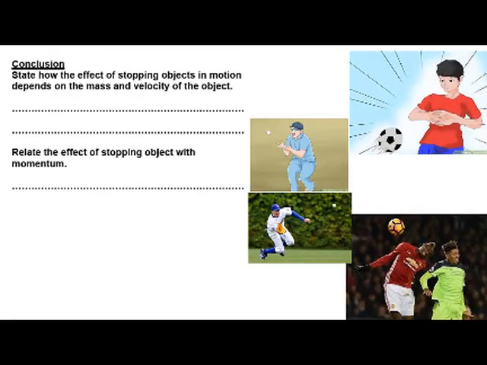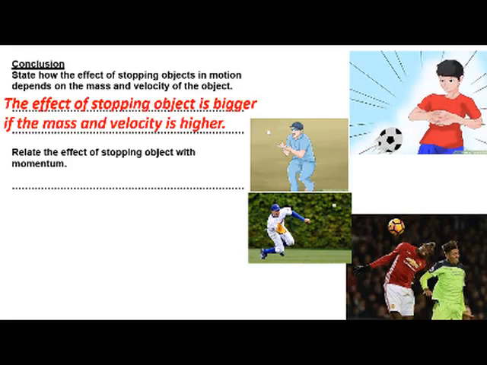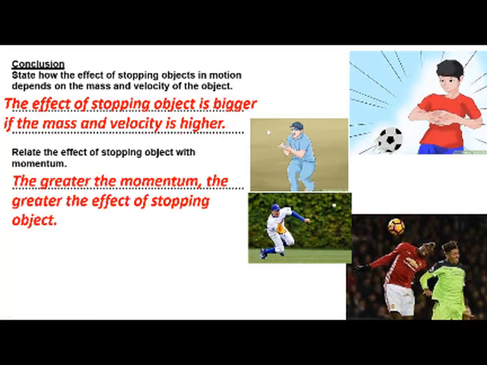State how the effect of stopping objects in motion depends on the mass and velocity of the object. The effect of stopping an object is bigger if the mass and velocity are higher. Relate the effect of stopping an object with momentum. The greater the momentum, the greater the effect of stopping the object. So this is what we are going to look at.